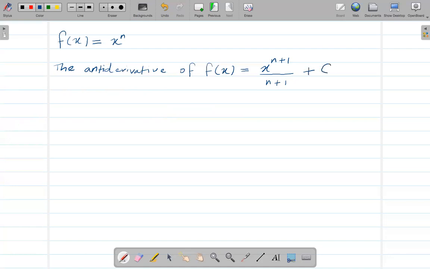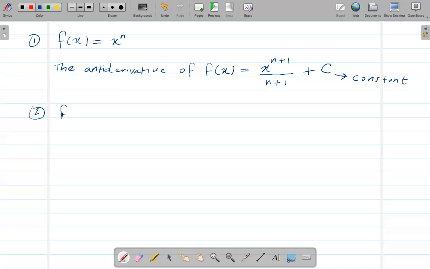plus c. You can write any variable here; I'm writing c, but this c is always a constant. So c can be some number. It can be 0, it can be negative something. That's why we say this is a constant. Okay, then this is rule number 1.